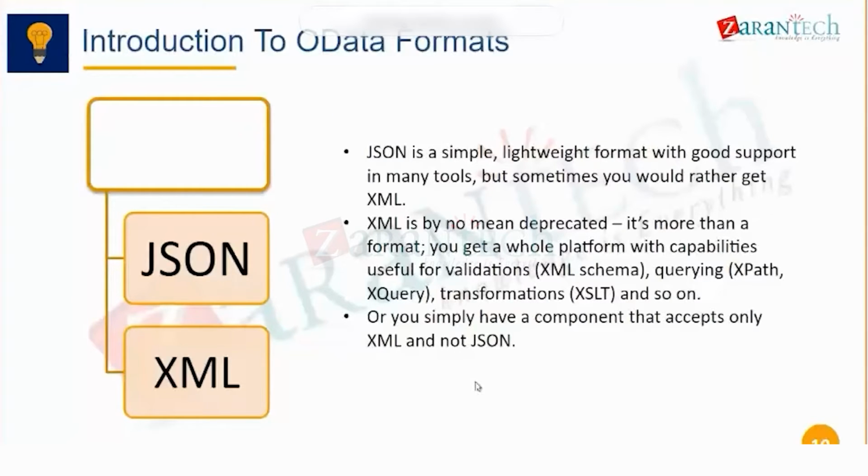And of course, an introduction to the OData formats. Within the projects, we mainly use two simple formats. One is JSON, which is a simple, lightweight format with good support in many tools. But sometimes you would rather get XML. XML is the default one, right? So you don't need to explicitly filter or format in any specific shape if you want to use XML.